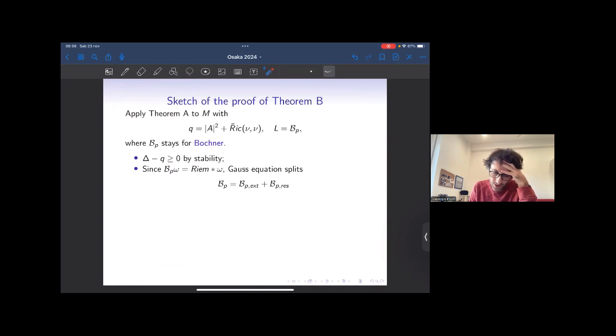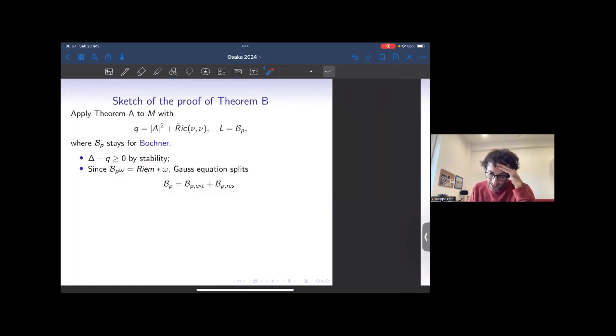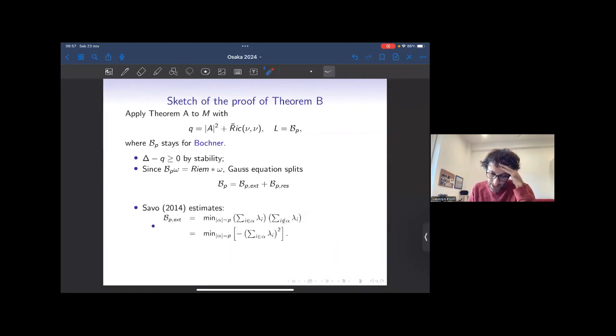Moreover, the Bochner operator applied to a form omega is a non-trivial combination of the Riemannian curvature of the hypersurface with the form. So using the Gauss equation, we can split as usual the Riemannian curvature of the hypersurface into some terms which depend on the curvature of the ambient manifold, and some terms that depend on the second fundamental form. This splitting passes to the Bochner operator, and so the Bochner operator can be split into B_A and B_R, where B_A depends on the second fundamental form A, and B_R depends on the Riemannian curvature of the ambient manifold.